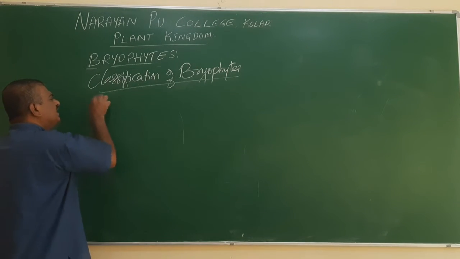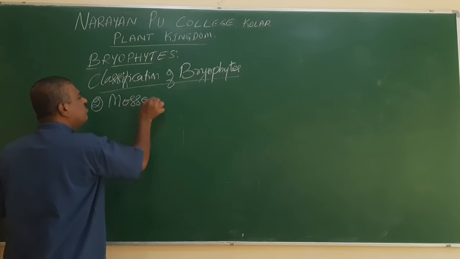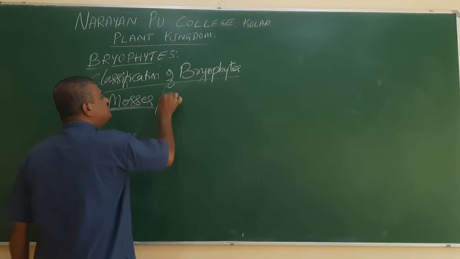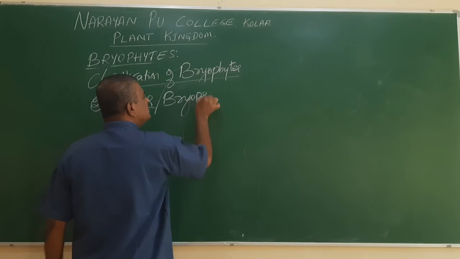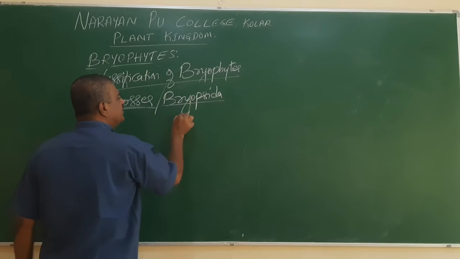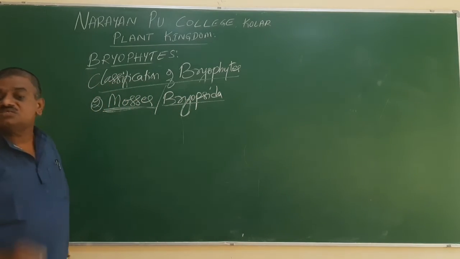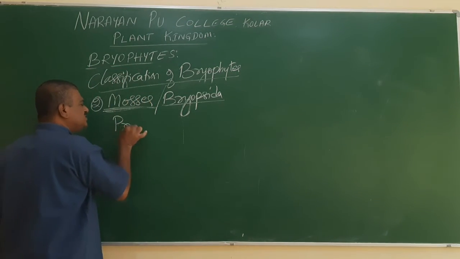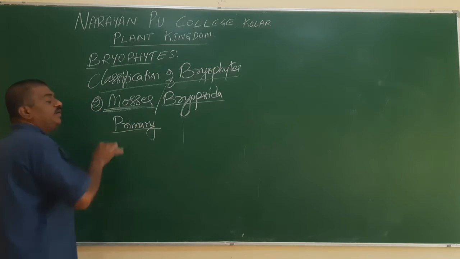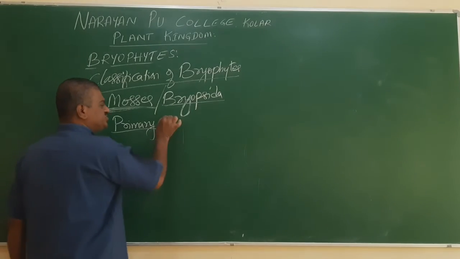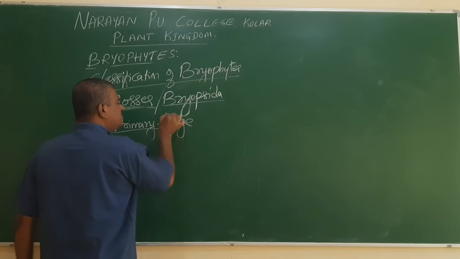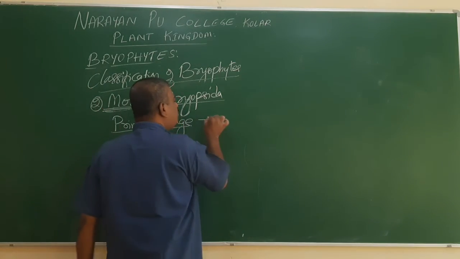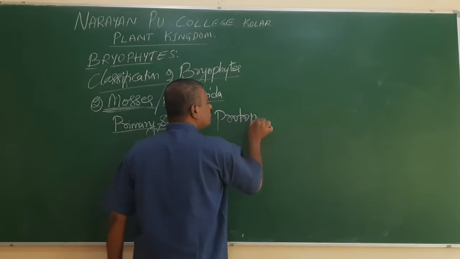So we go for the next class, called mosses. Mosses are also called Bryopsida. Here the gametophyte exists in two types. One is called the primary gametophyte, the primary stage. The primary gametophyte, or primary stage, has the presence of protonema.